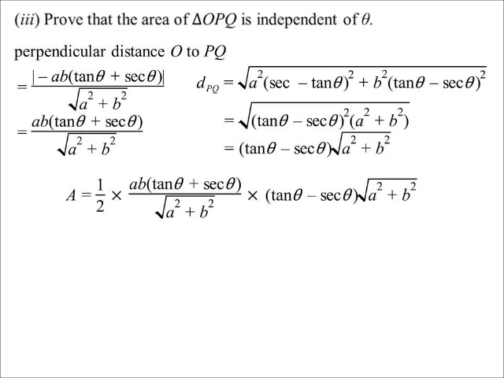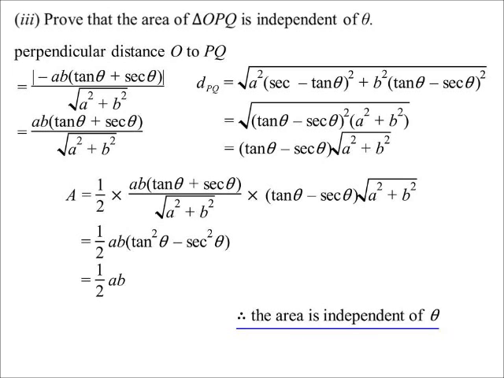So half base times height, we get half AB tan squared minus sec squared, but tan squared minus sec squared is 1. So there we are, half AB, there is no mention of theta in the area of our triangle. So a bit of manipulation to get that one out.